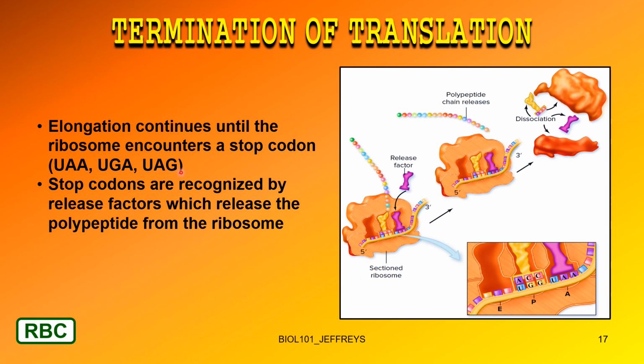The polypeptide chain of 100 amino acids or 1,000 or whatever it is gets clipped off, and that is the amino acid chain. That is the polypeptide. That is the linear protein that then is going to get folded up and is going to be useful. So stop codons are recognized by release factors, which release the polypeptide from the ribosome. That's the polypeptide chain, the amino acid chain. You see it here. And that's the linear protein.